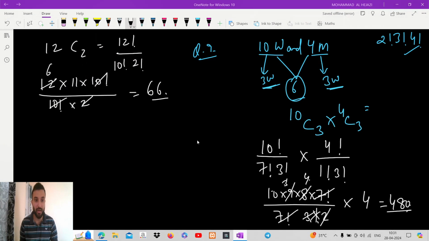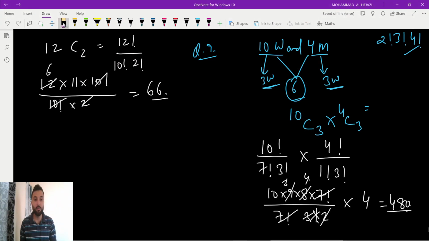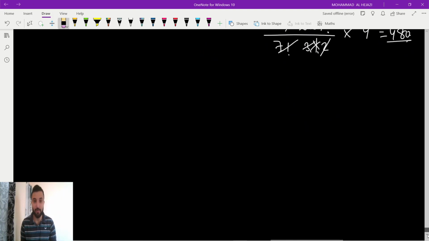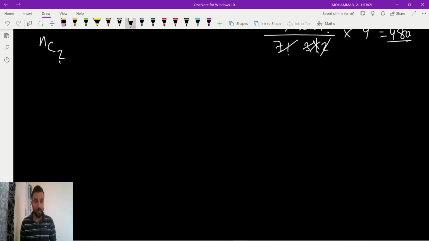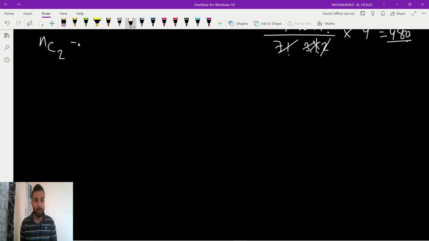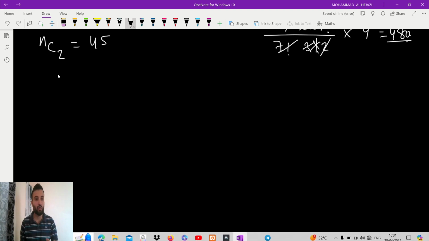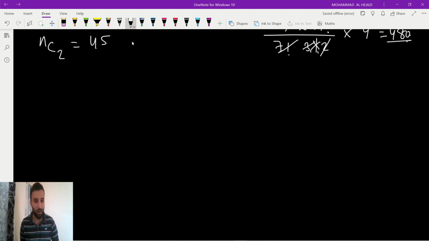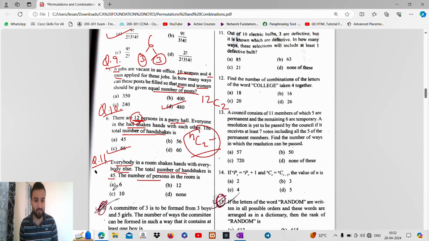So what do we know? We know that the total number of handshakes is 45. The formula for the total number of handshakes is NC2. NC2 is 45. So we have to find N. So what will we do? We are not going to expand this. What we have to do is use a very small trick. The small trick is we will use the options: 6, 10, 12, none.